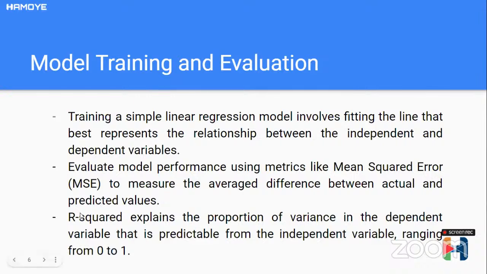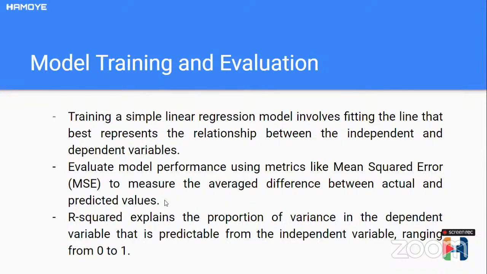Then we have R squared that explains the proportion of variance, right? So this is just what is after training the model. You just use these metrics to know how your model performed, right? For example, this mean squared error, for the fact that it is squared, we expect the value not to be negative.